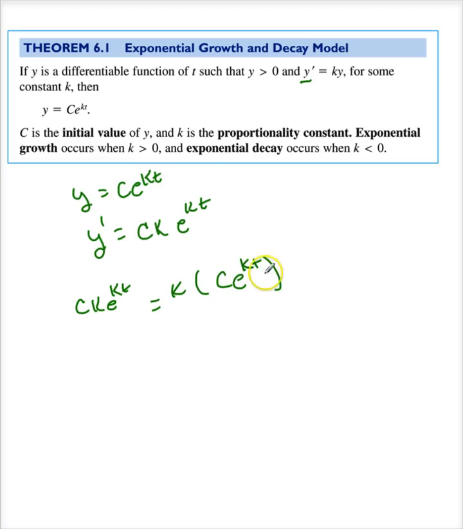Okay, this gives us a true statement. So indeed, this is a solution to this differential equation.